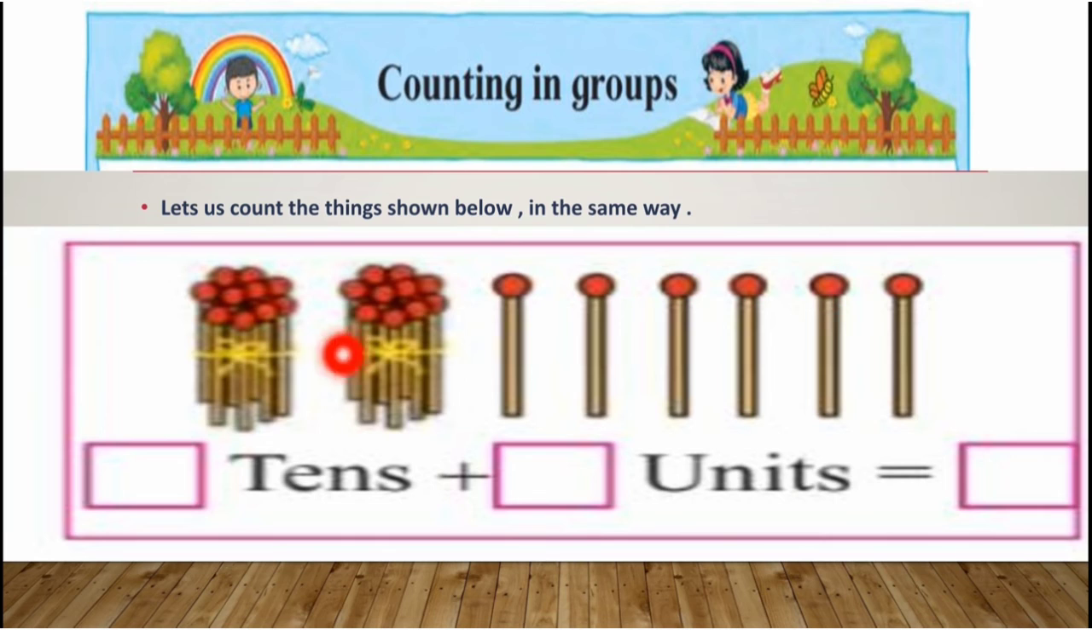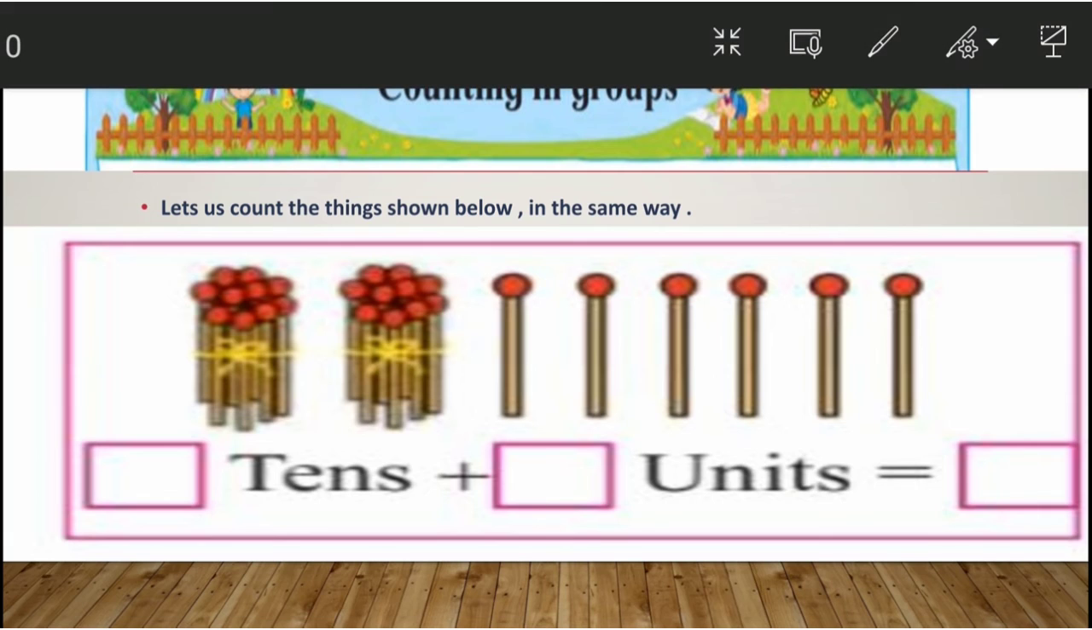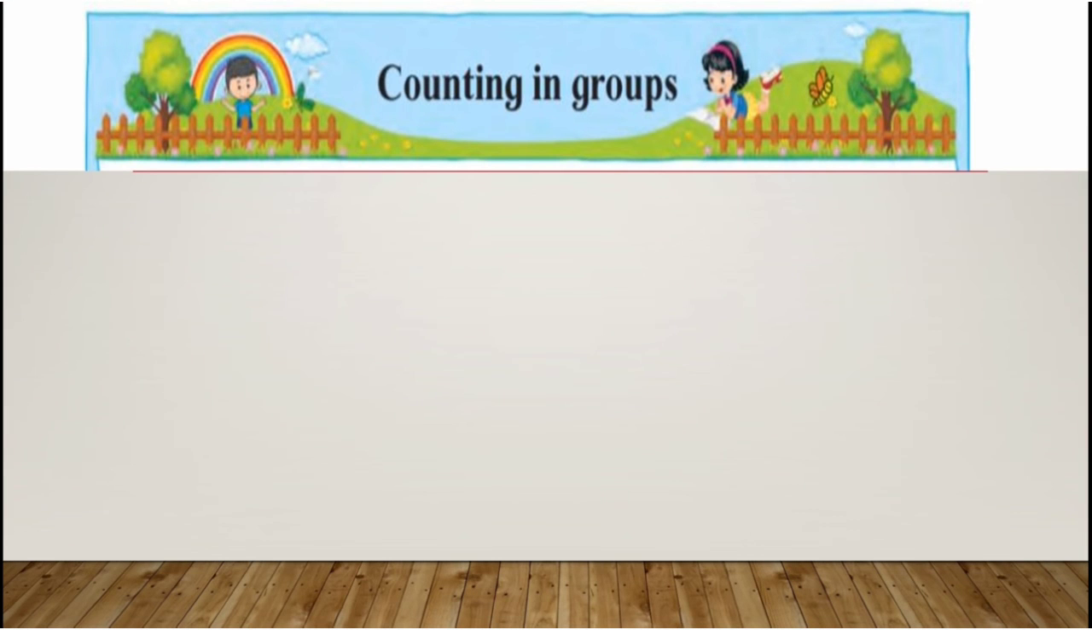So 2 tens plus 6, we will write 6 units, and 2 tens means 20, plus 6 is equal to 26. We will write 26 here. So I am writing here: 2 tens, 6 units is equal to 26. Like this we can write here. Okay students, see next now.